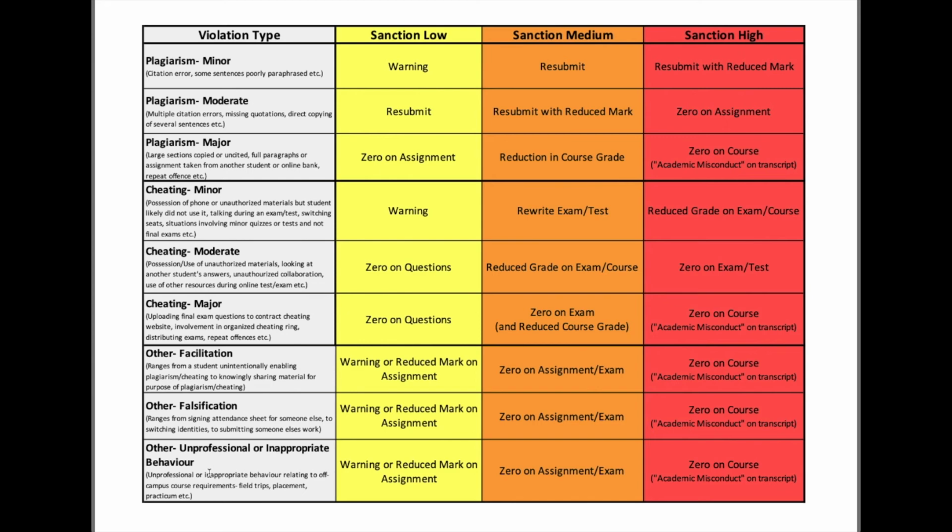So we encourage you to take a look at this tool, and for the purpose of this demo video, let's continue using the example of cheating or unauthorized collaboration. If we were to read through the definitions of these 3 types of cheating, minor, moderate, and major, we can see that unauthorized collaboration and use of other resources during online tests and exams falls under the moderate category, and we could see also that the typical range of sanctions instructors have implemented have ranged from 0 on the question or questions, to a reduced grade on the exam or course, to a 0 on the exam or test in question.